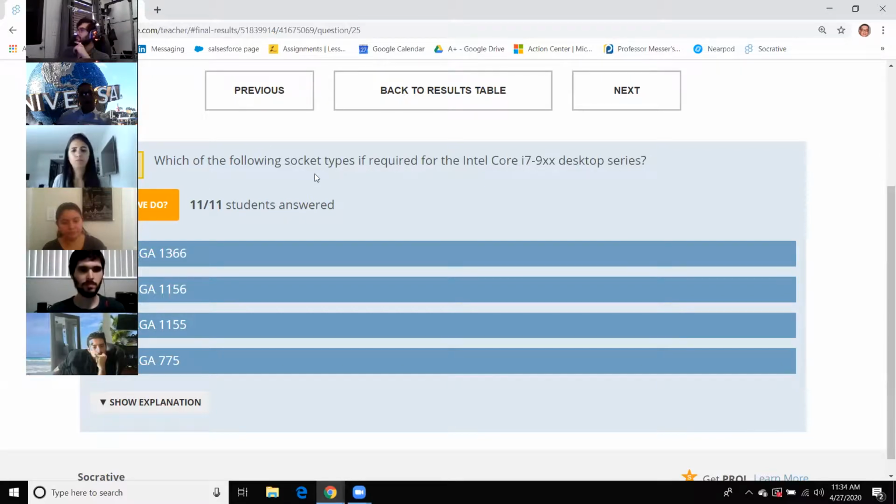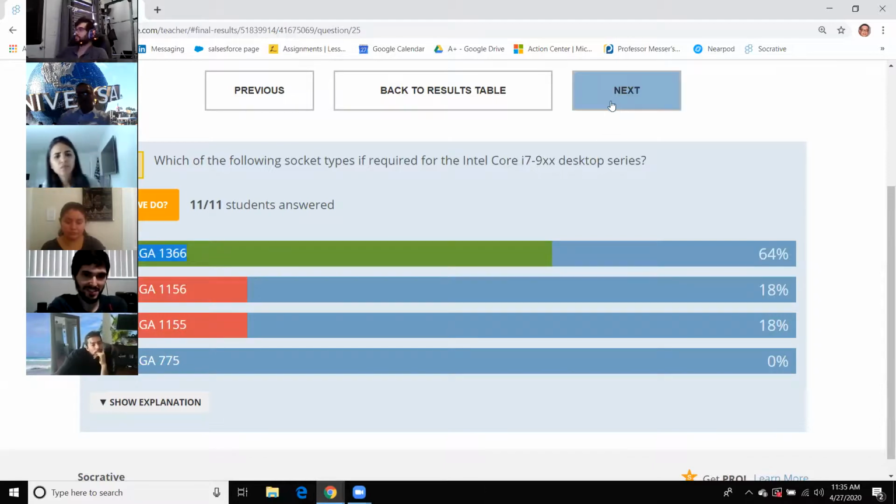Which of the following socket types is required for the Intel Core i7 9X? A. LGA 1366. Everyone agree? I hope so. It was 1366, as we reviewed, the one for the i7 9X core processors.